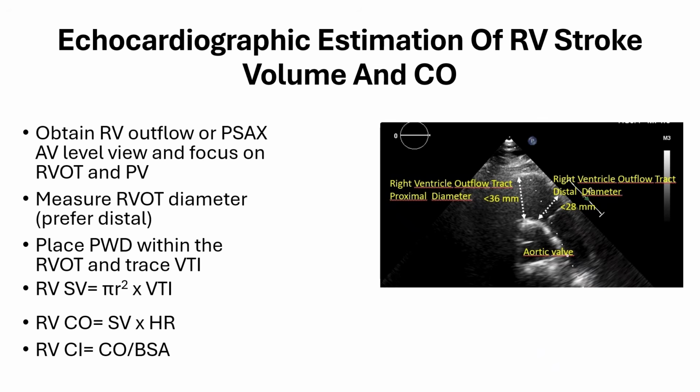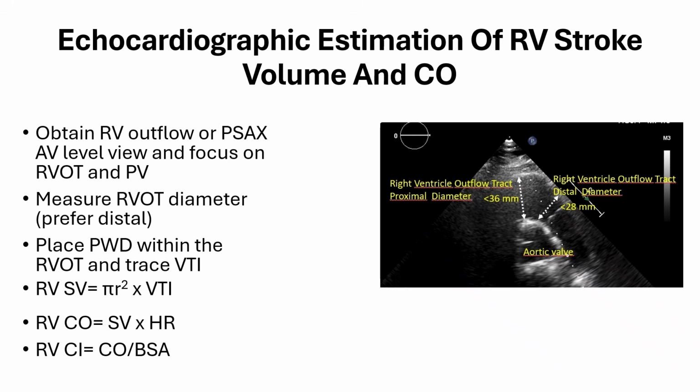You can also use echocardiography to estimate right ventricular stroke volume and cardiac output. In order to do that, you will need to obtain either the RV outflow view or the parasternal short axis view at the level of the aortic valve and focus on the RVOT and pulmonary valve. You will need to measure the RVOT diameter. There are at least two different RVOT diameters described in the literature. One is the proximal diameter, which is in close proximity to the aortic valve, and the other is the distal diameter, closer to the pulmonic valve, typically within 1 centimeter. I personally prefer using the distal RVOT diameter.